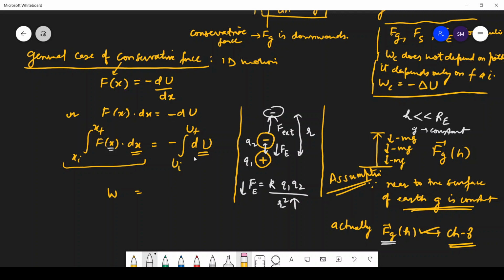And you know the integral of dU is U, and what are the limits? Uf to Ui. And that's equal to Uf minus Ui. Okay, final position minus initial position. And that's equal to, take the minus common.